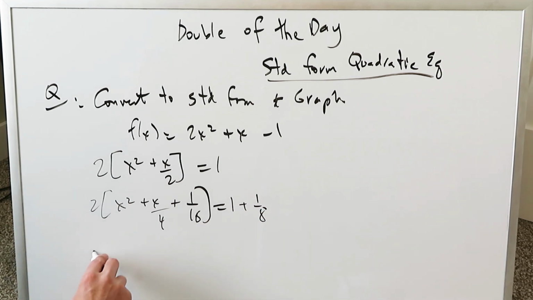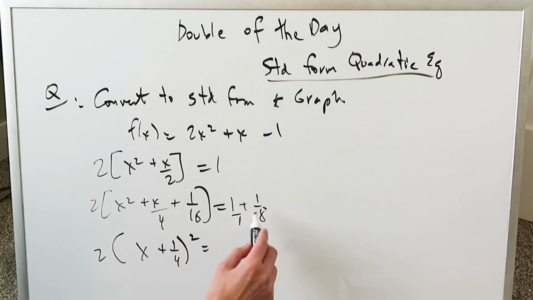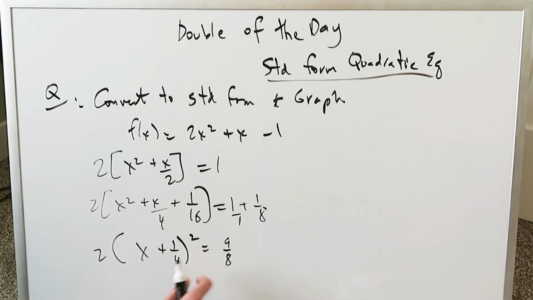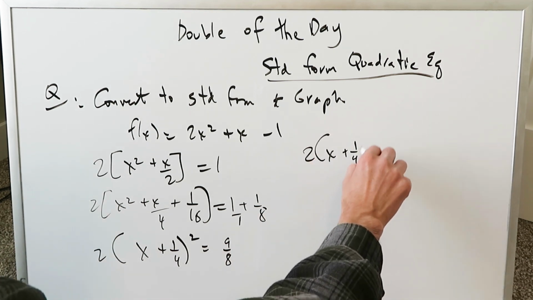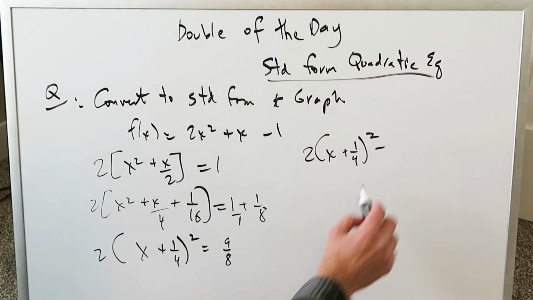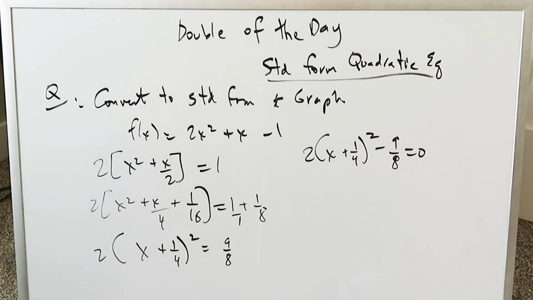When you complete the square over here, you know the procedure. You're getting here x plus 1 over 4 whole squared is equal to, you have to do this. Common denominator 1 plus 1 over 8, all of that. You'll have 8 plus 1, which is 9 over 8. Bring the 9 over 8 onto the other side, you'll have 2, and you'll have x plus 1 over 4 whole squared minus 9 over 8 is equal to 0. This can represent the standard form.